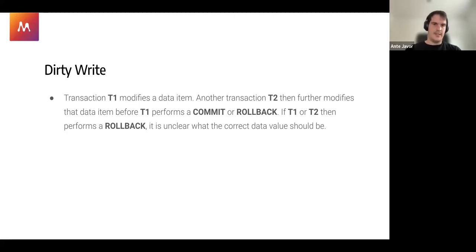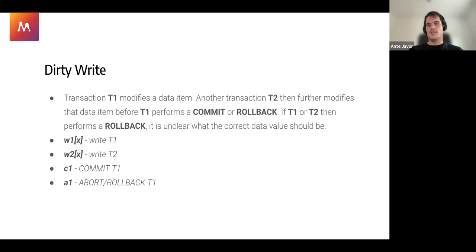So that's like dirty write. And when you read the papers or when you describe this type of operations, you use special notation for that. So for example, write 1x essentially means this is transaction 1 writing to node X or to data X or to row X, depending on the type of the database you are explaining. So write 2x is essentially transaction 2 writing to some node of the data X. C1 is commit transaction 1. A1 is abort or rollback transaction 1.